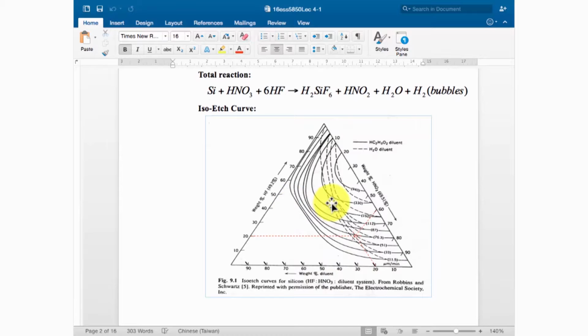The meaning of this curve is that each curve you see here is an iso-etch curve. That means the etching rate is the same along the same curve, so different curves give different etching rates. For example, look at the solid line here. The etching rate along this solid line is 940 micron per minute.